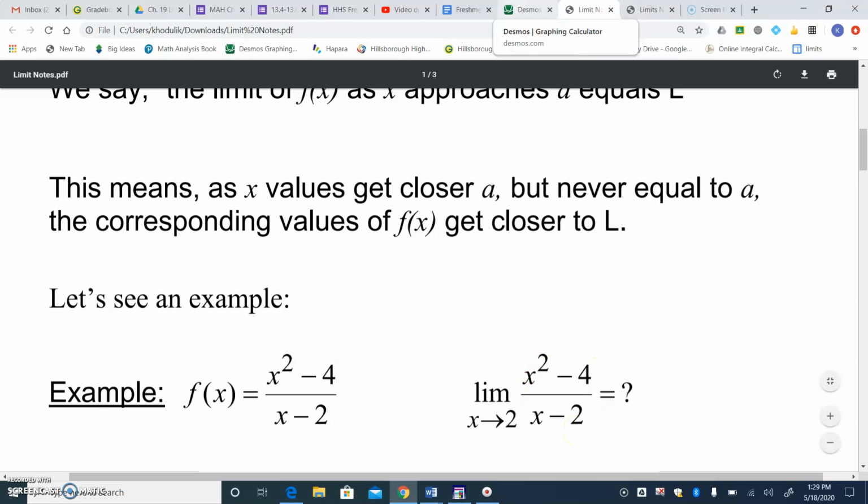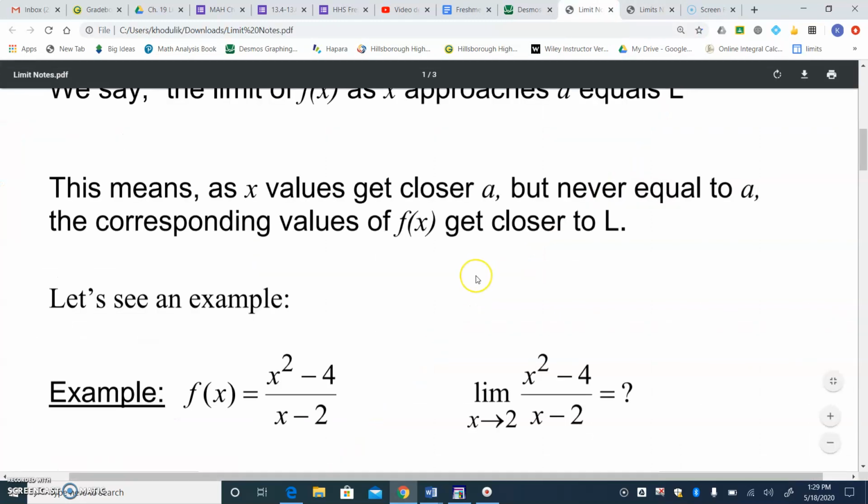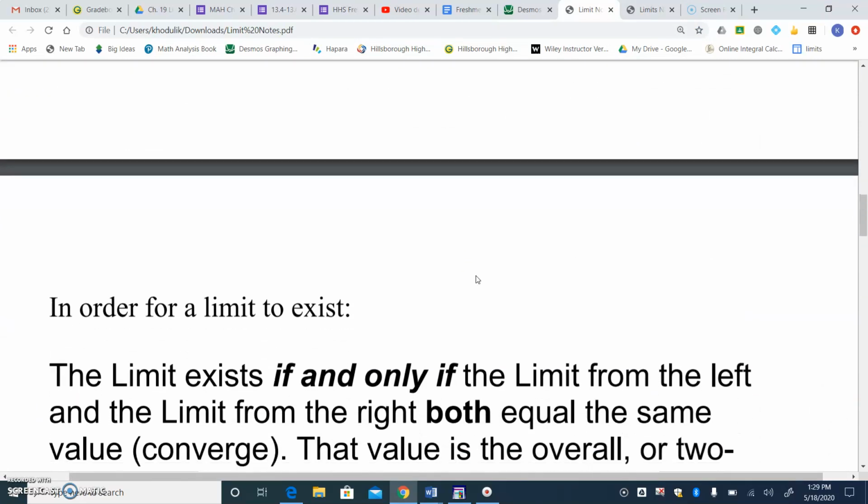And we saw that because we have the values on the left side and the right side both agreeing, the direction from the left and the direction from the right both hit 4. Okay, let's see a little bit more definition, kind of background information.